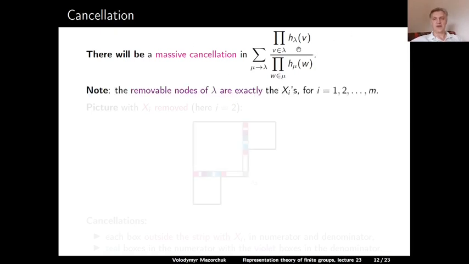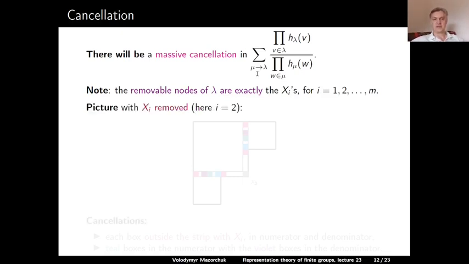So recall that we have defined the capital Xi's for i from 1 to m as exactly the removable nodes of lambda. So the summands of this expression are indexed by the xi's. So this is actually a sum over all i from 1 to m, and then we take the corresponding mu, which is obtained from lambda by removing the removable node xi.